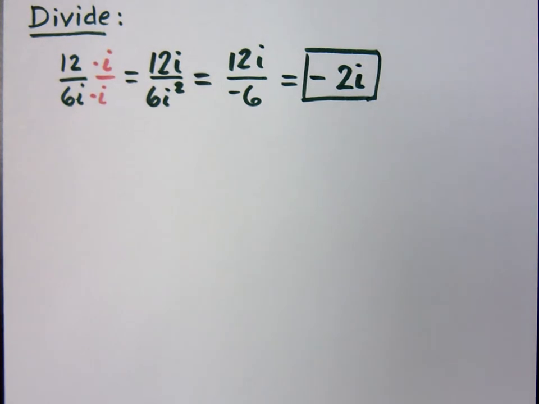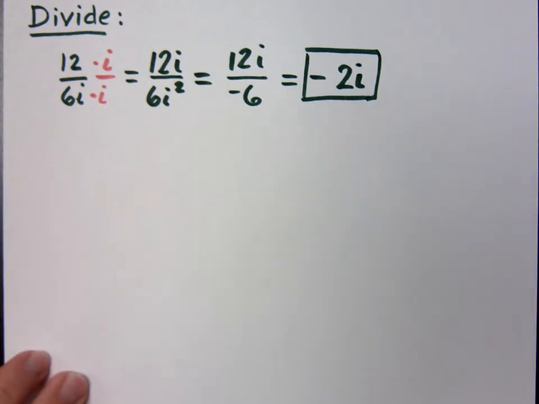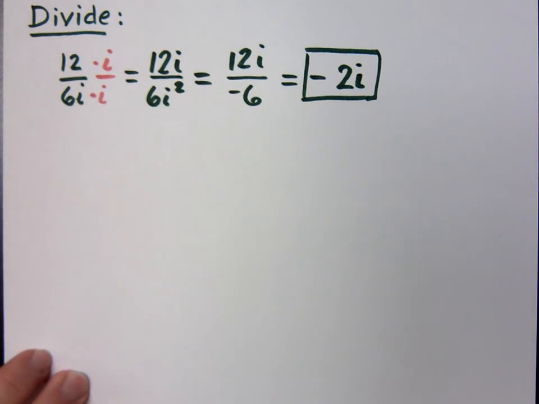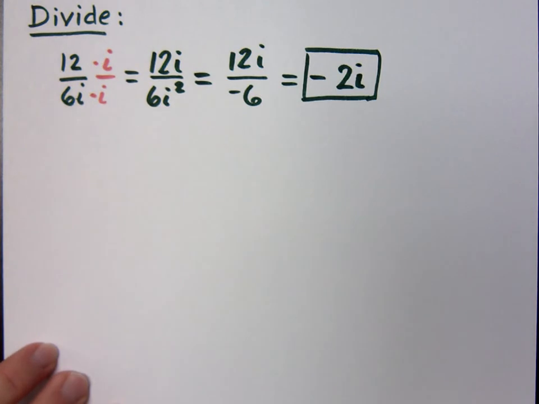What is your question? Okay, so I know where you got -6 from, but do we not multiply 12i times -1 too? No. Understand that in this numerator, it's just 12 times i. What is i? i is i. But it's when you have i squared, i squared becomes, it's like magic, it becomes -1.